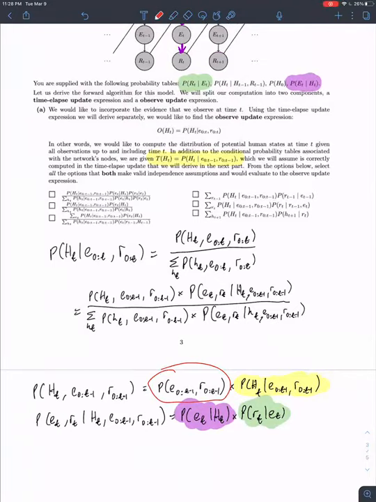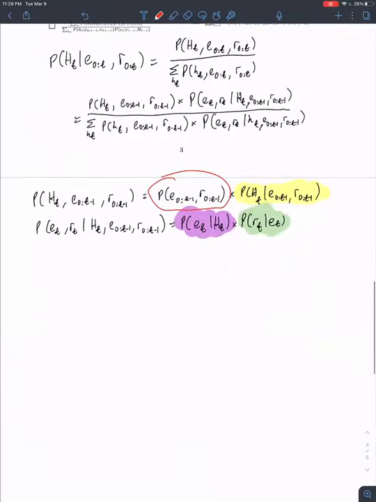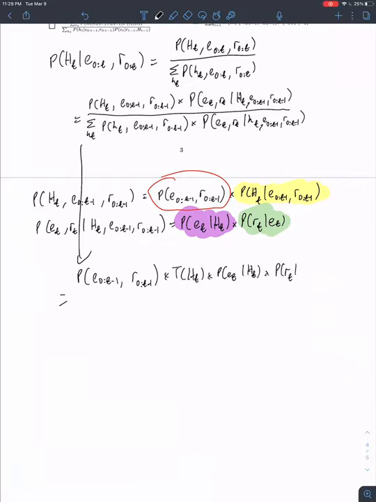So let's sub that into the fraction up above. This thing is equal to the probability of E0 to t-1, R0 to t-1, times, I'll just call it big T of HT for space, times the probability of ET given big HT, times the probability of RT given ET.